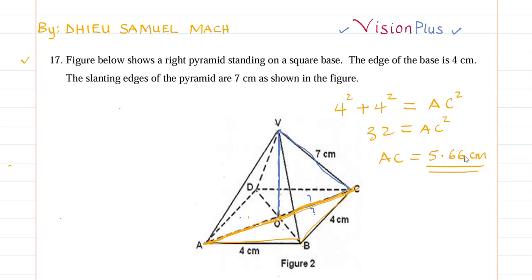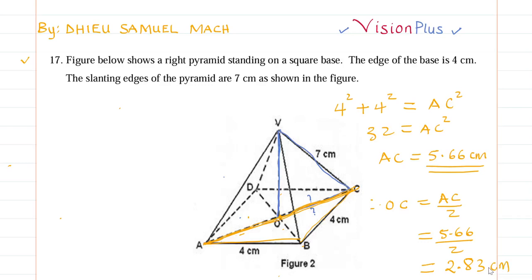So the length AC from here up to C all the way is 5.66 centimeters. But remember, we are looking for OC, and O is midway of AC. Therefore, OC is half of AC. So our OC becomes AC over 2, which gives us 5.66 divided by 2. Then you press your calculator. I'm getting 2.83 centimeters.